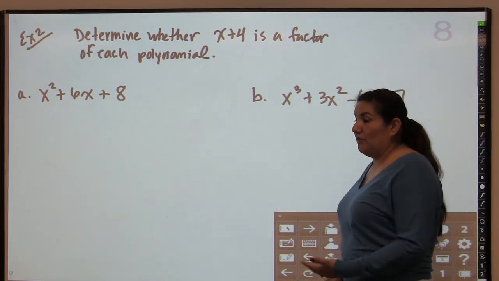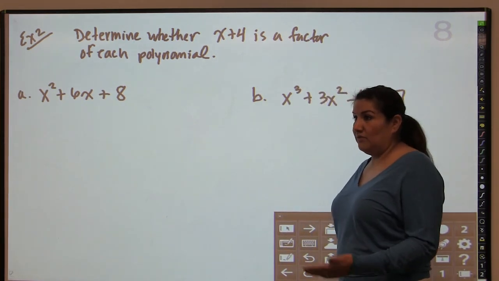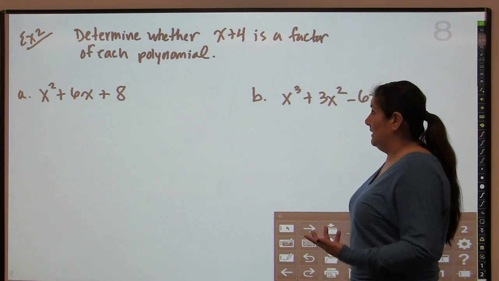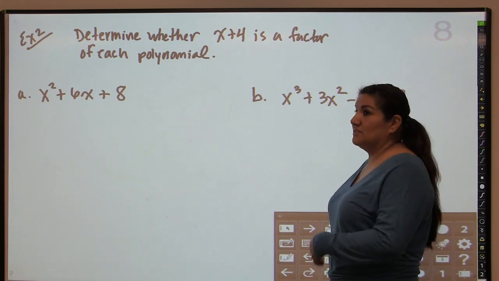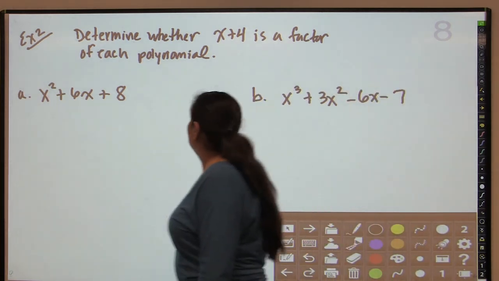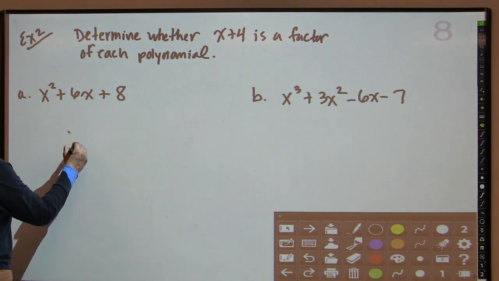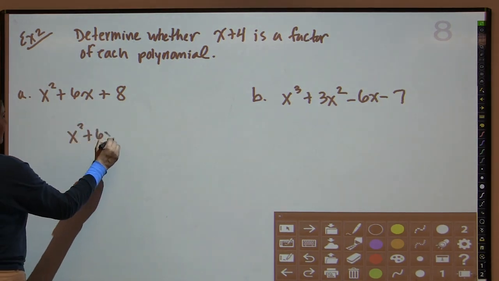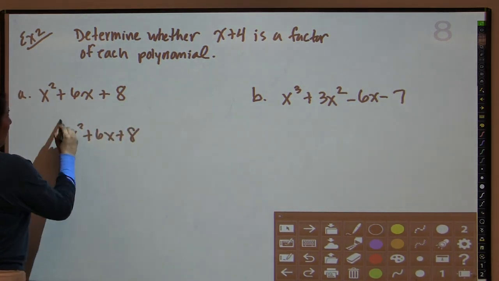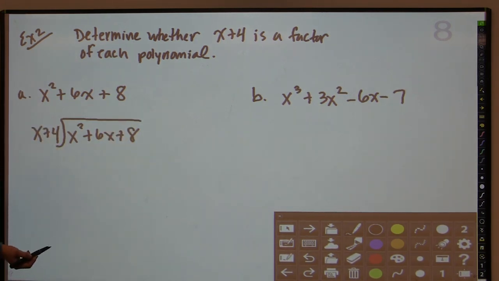Well, it all depended on the remainder. If your remainder is 0, like it was in the case of 3 and 15, then yes, it is a factor. If your remainder is not 0, then it's not a factor. So to determine whether x plus 4 is a factor, we're going to do division. So I'm going to take x squared plus 6x plus 8 and divide it by x plus 4 to see if I get a remainder or not.